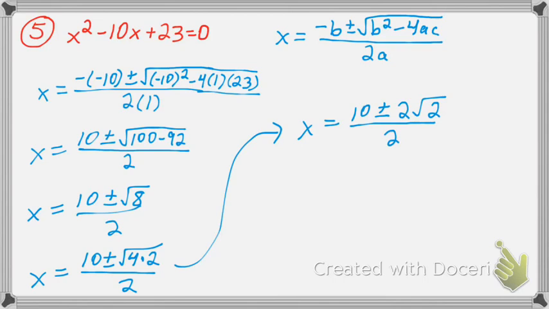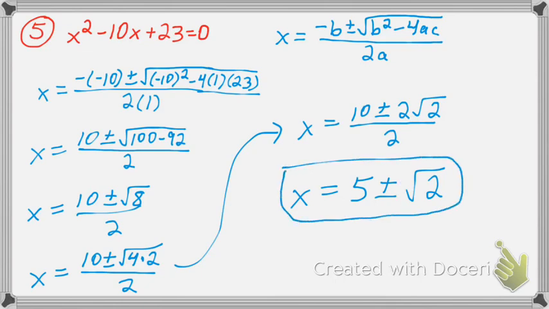Now I simplify more because actually 2 will divide into the 10. It will also divide into the coefficient here. So here's my final answer. 10 divided by 2 is 5, and 2 root 2 divided by 2 is 1 root 2. You don't need to write the 1 in front of the root 2. You can just leave that off like I have here. And these are two answers. One of them is 5 plus the square root of 2. One of them is 5 minus the square root of 2. And we're done with this problem.